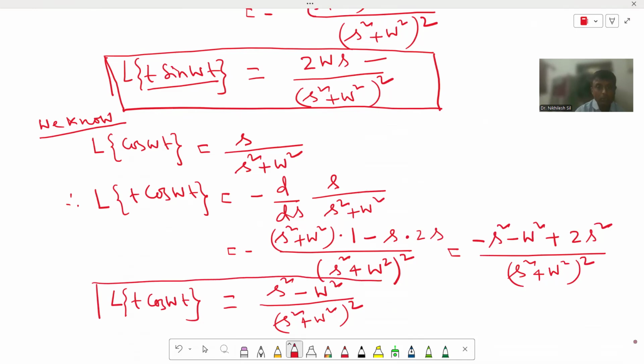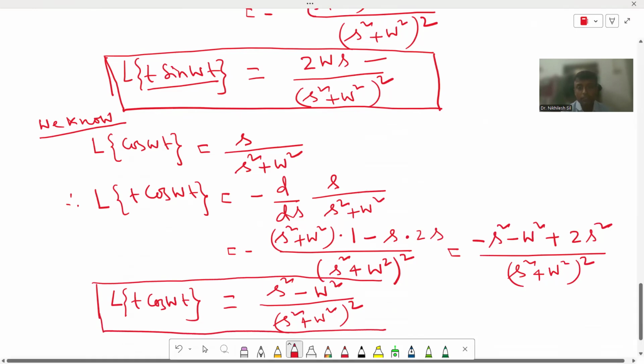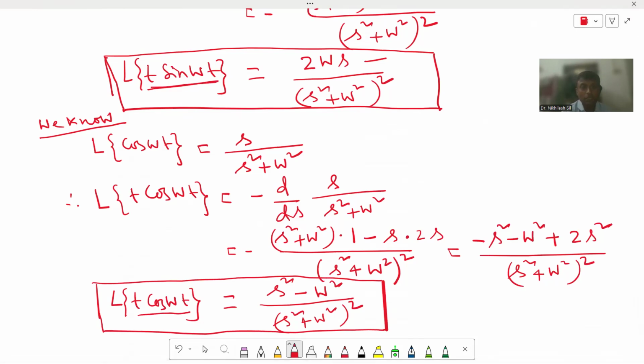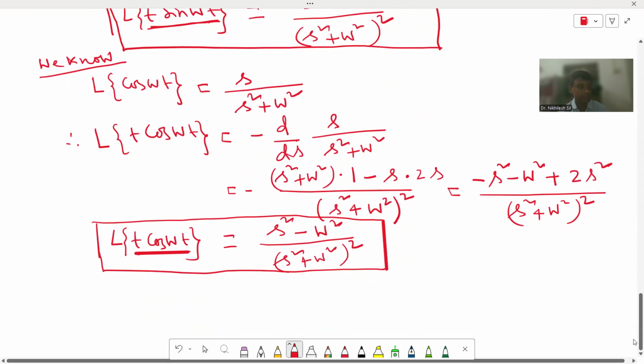Whenever in the denominator there is s square plus omega square whole square, that means the function will be either t cos omega t or t sin omega t. If the numerator is 2 omega s, then it will be t sin omega t. If the numerator is s square minus omega square, then it will be Laplace of t cos omega t. Okay, clear? So here we are getting the formula if the function is multiplied by t. Okay, clear? Now come to the next formula.